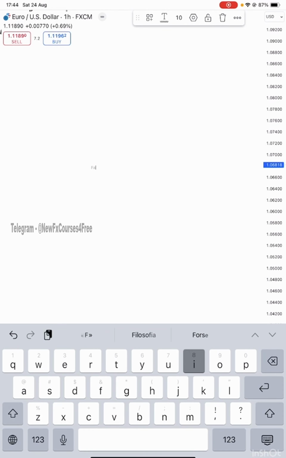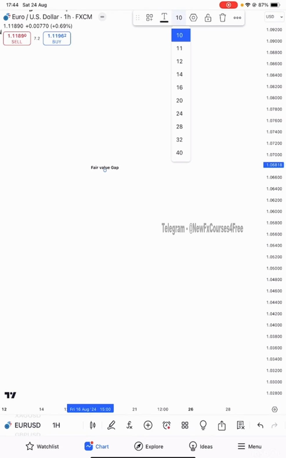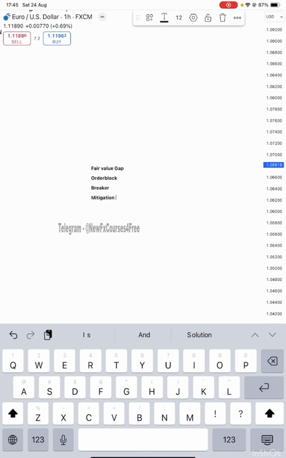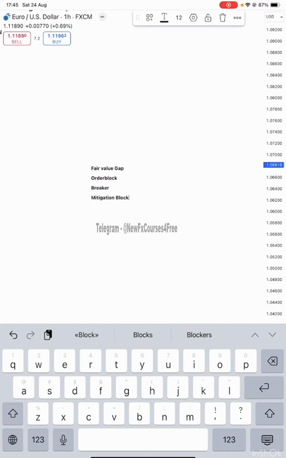So the PDA arrays are fair value gap, that can become an inversion gap, as you know, order block, breaker, the one I use. Also there is a mitigation block. It's a confluence to me, mitigation block. It's a confluence to me.